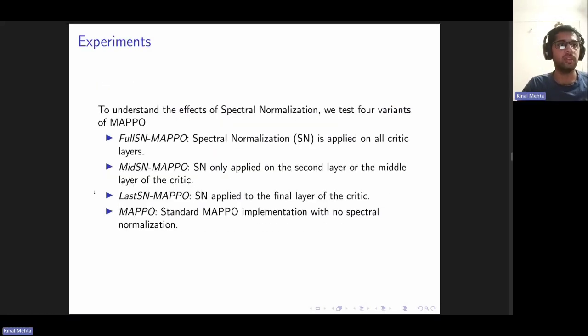Now we'll look into what experiments we perform. We perform 4 major experiments to understand how spectral normalization affects performance. One is full SN MAPPO, where we apply spectral normalization to all the layers of the critic. Then there is mid SN MAPPO, where we apply spectral normalization only on the middle layer of the critic. Then there is last SN MAPPO, where we apply spectral normalization only on the final layer of the critic, that is the output layer. And then there is standard MAPPO, which is used as a baseline.